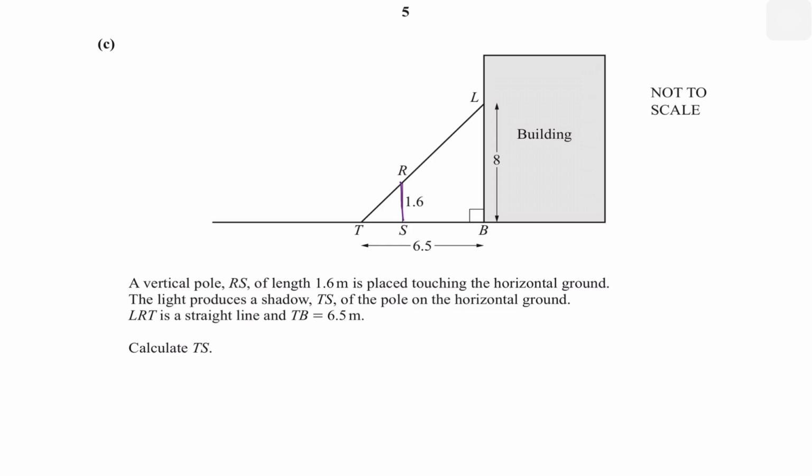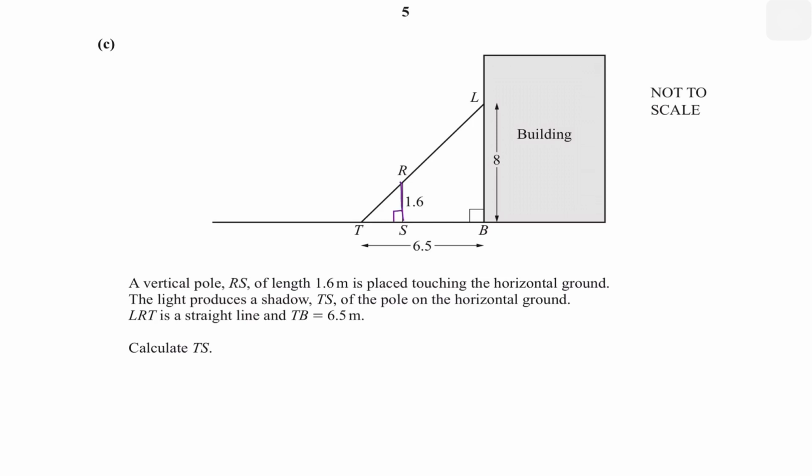The light produces a shadow TS of the pole on the horizontal ground. LRT is a straight line, and TB is equal to 6.5. What do we have to calculate? We have to calculate TS. Since RS is also a vertical line, here we're going to have a 90-degree angle.